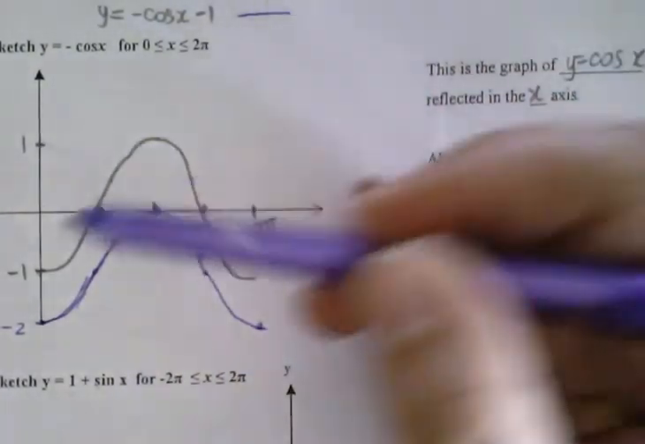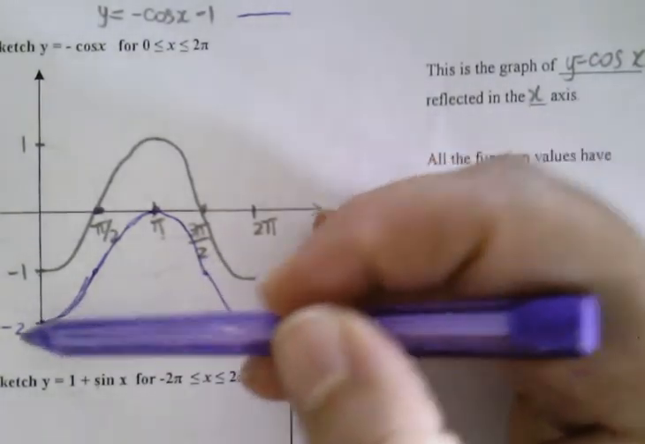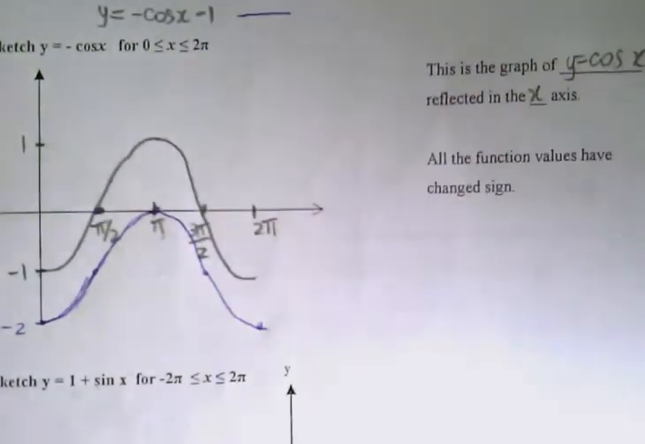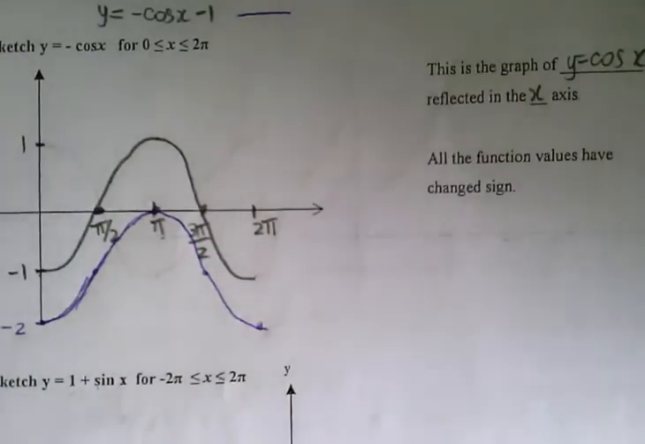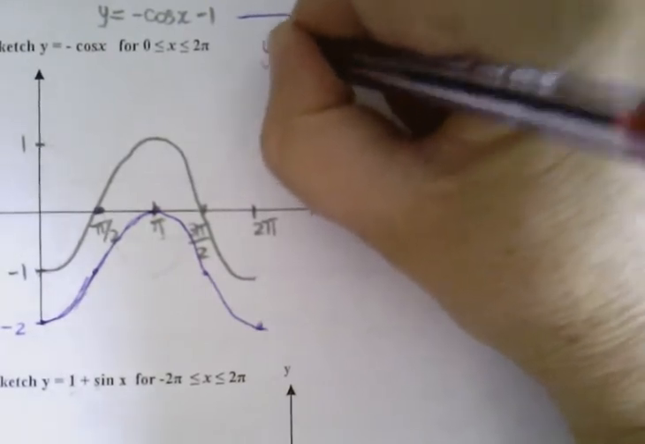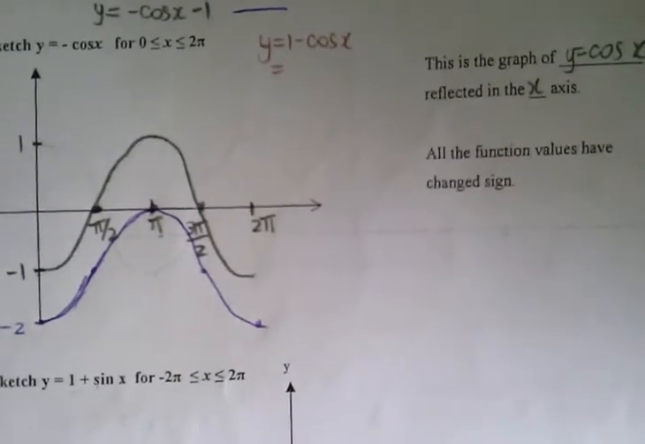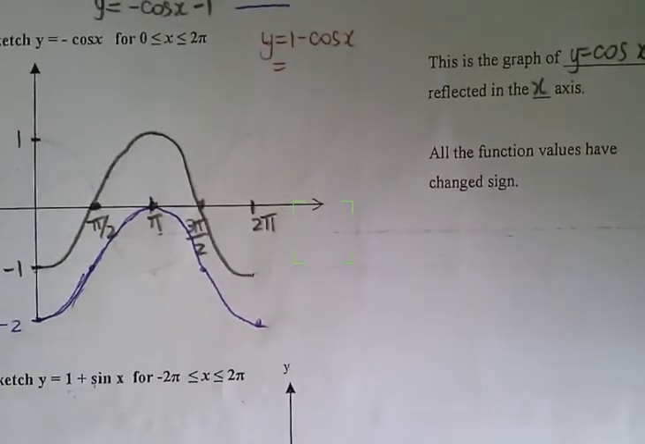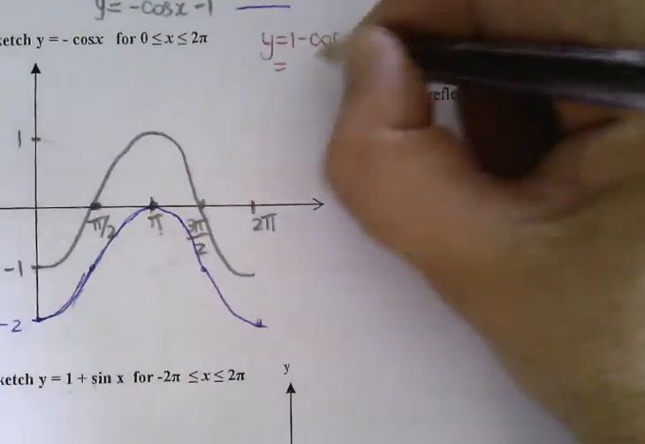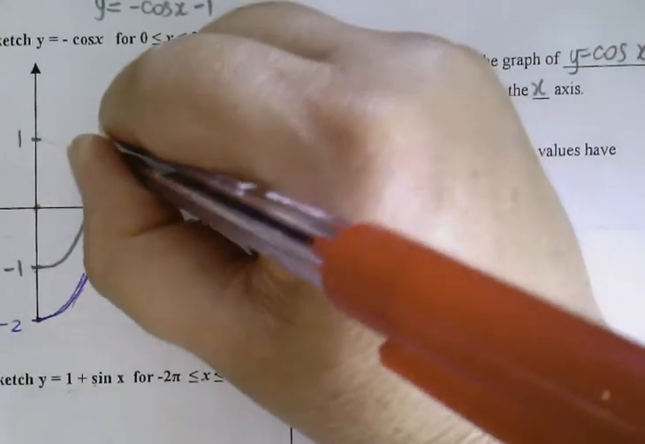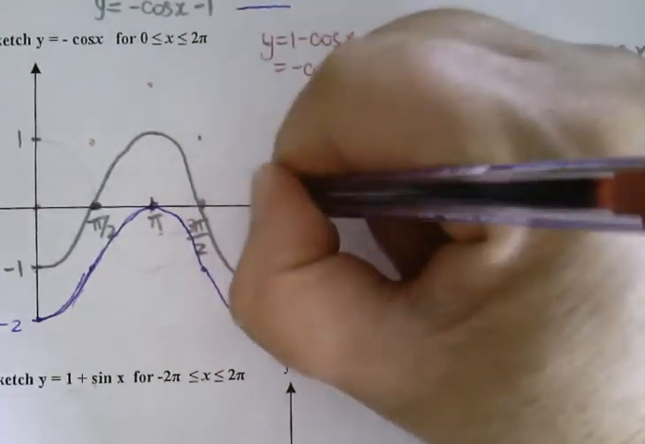What does cos x look like? What does negative cos x look like? What does negative cos x minus 1 look like? If it was negative cos x plus 1, you would shift it up from where it was. Or what if I asked you to do 1 minus cos x? Isn't that really just negative cos x plus 1? So if you saw that, you would just say, well, that's negative cos x plus 1. That's up here.